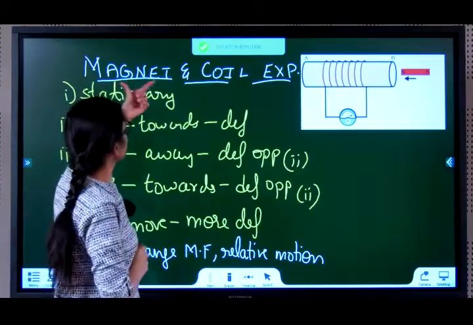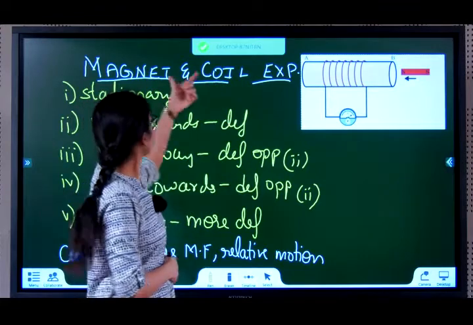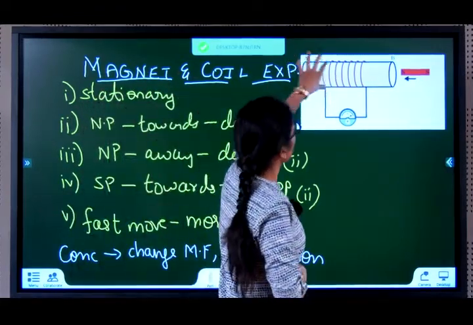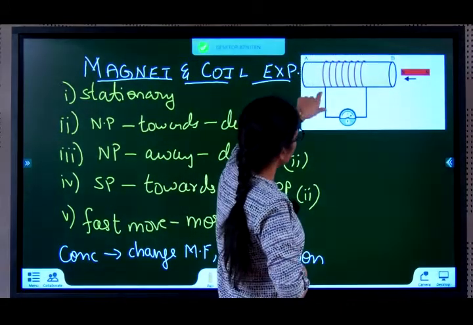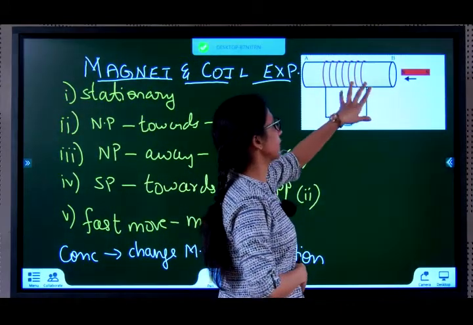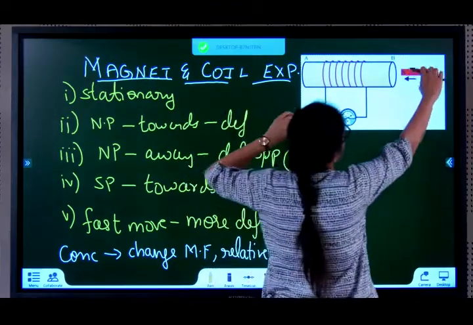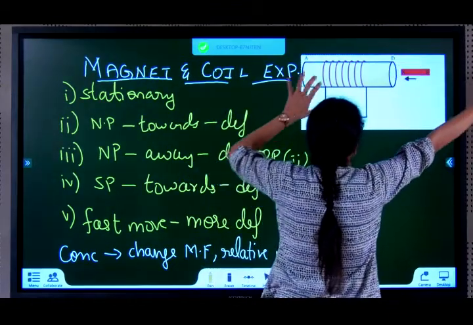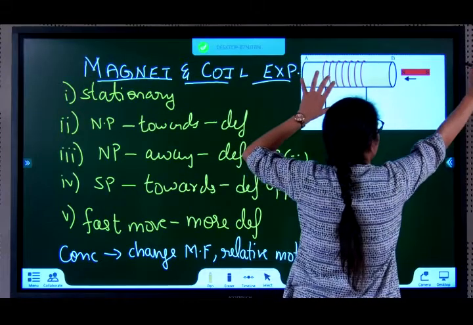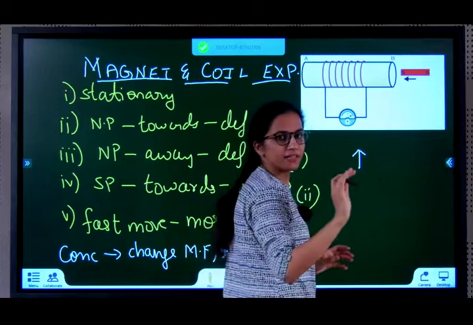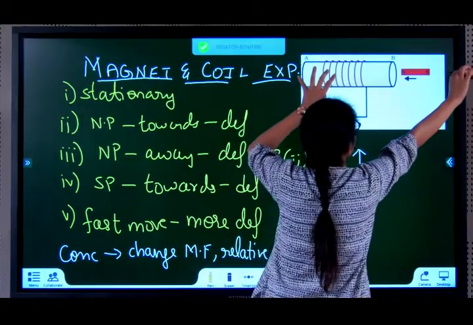So, the first experiment under electromagnetic induction, the magnet and coil experiment. We take a coil wound around a cylindrical tube and we have a galvanometer attached so that we can detect if there is current flowing through it. There is a magnet here, north pole is here, south pole is here. So, if I simply keep the magnet stationary, there is no deflection.